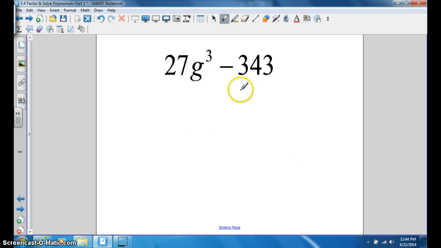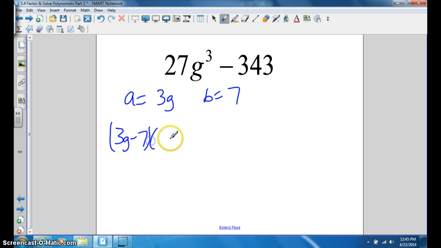Once again, next one, this is a difference of two cubes again. So a is going to be 3g, and b is going to be 7. So since it's a difference of two cubes, our minus sign is going to be in our binomial. And then we have a squared, which is going to be 9g squared, plus a times b, which is 21g, plus b squared, which is 49.